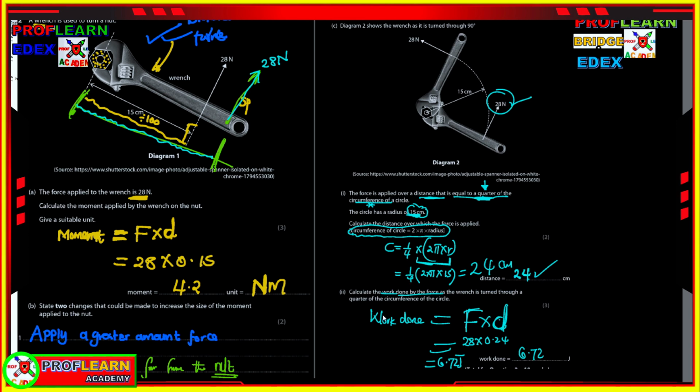And then you are supposed to work out the work done because a force was moved. The force of 28 was moved over a distance of 0.24. This was 24 centimeters. We had to convert it to meters, and that translated to 6.72 joules of energy to transfer that force of 28 newtons over a distance of 24 centimeters.